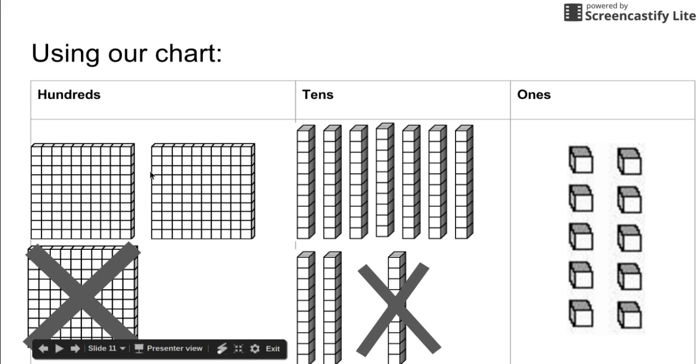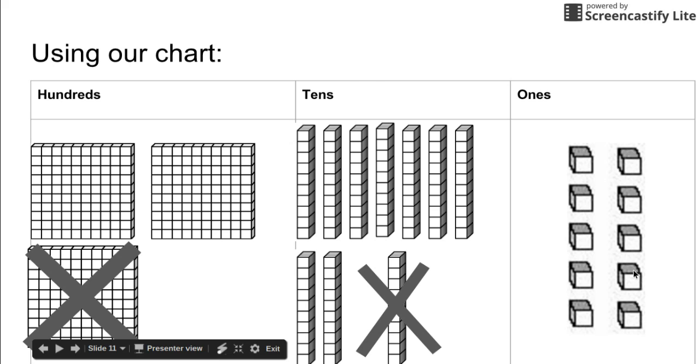So let's count together. 100, 200, 210, 220, 230, 240, 250, 260, 270, 280, 290, 291, 292, 293, 294, 295, 296, 297, 298, 299, 300. I still only have 300 here.